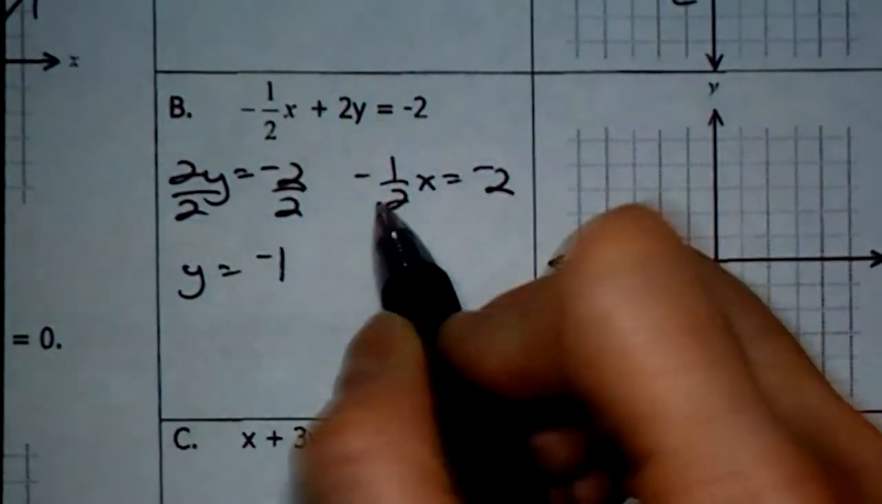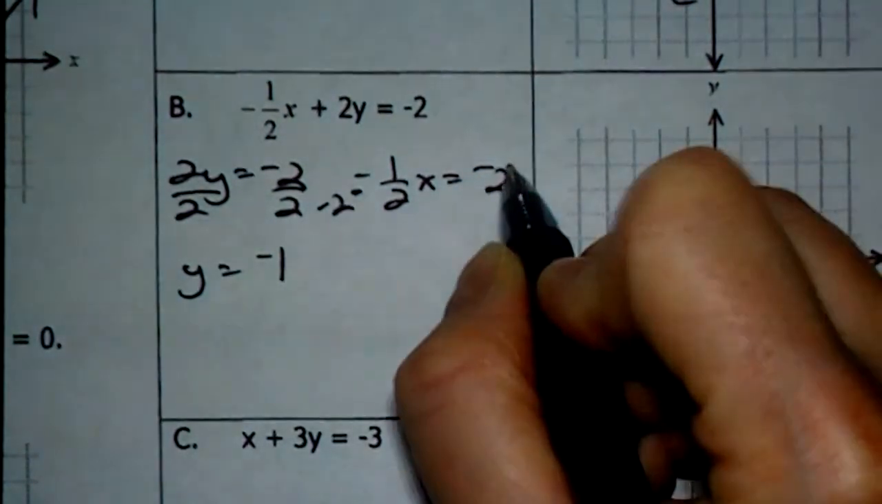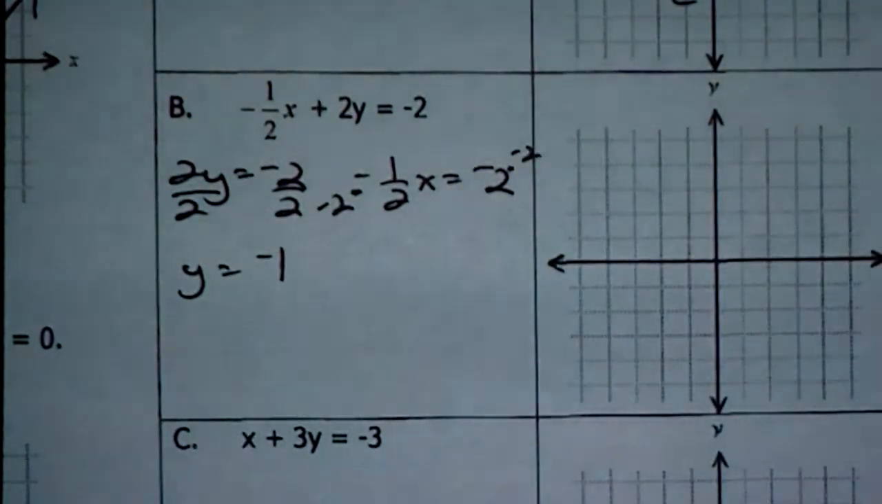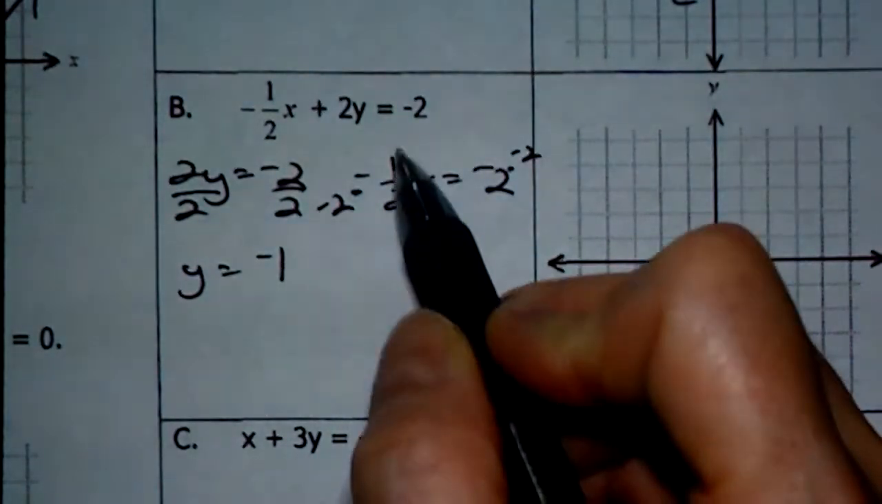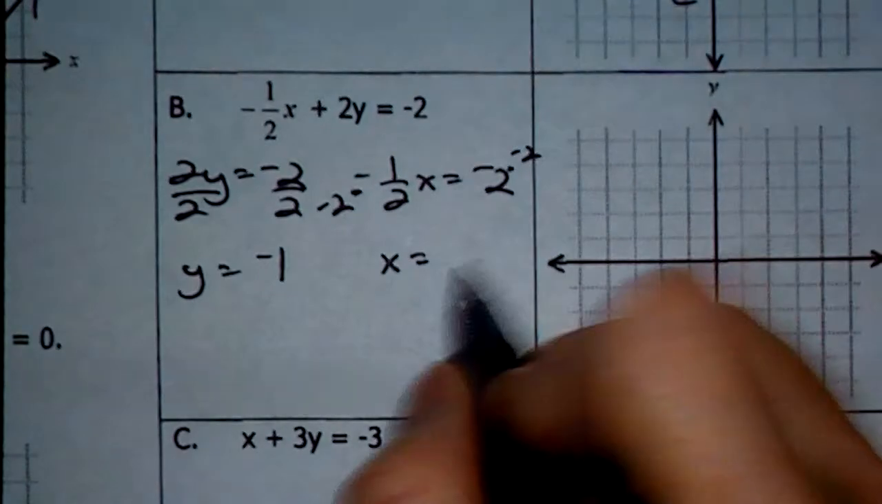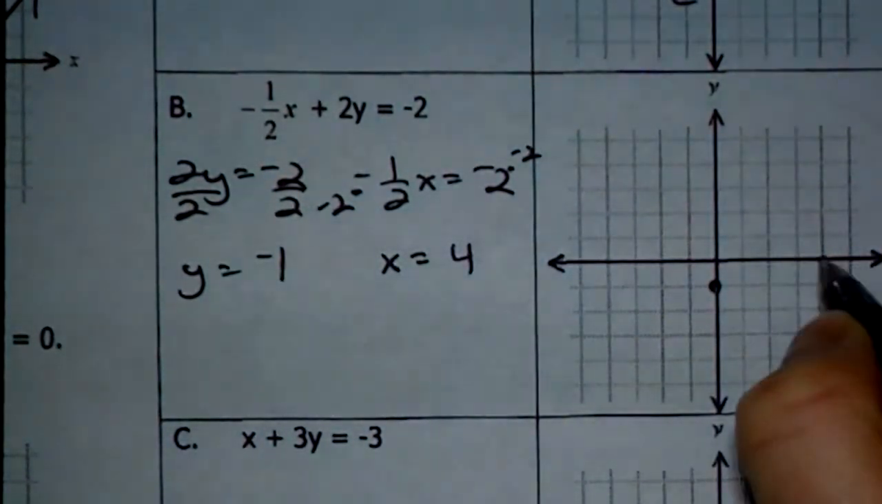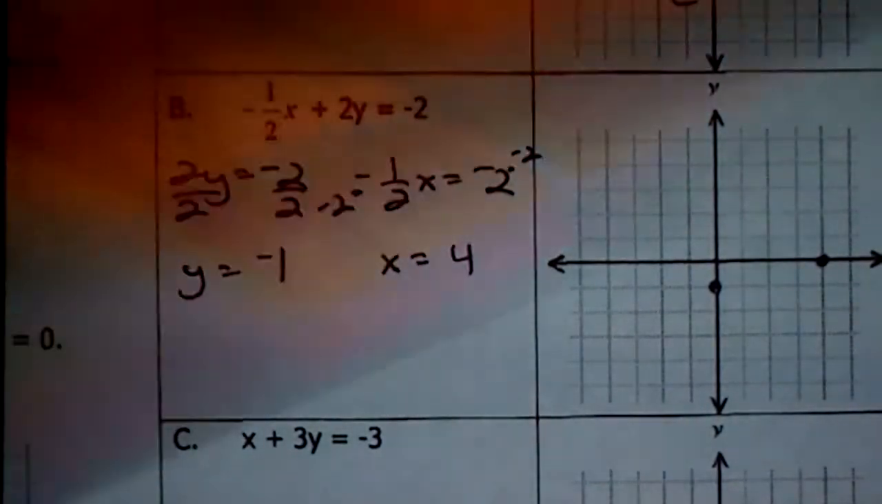For this, with my fractional coefficient, remember we multiply by the reciprocal. So we're going to multiply each side by a negative 2, because negative 2 over 1 times negative 1 over 2 gives you 1, and 1x is x. And negative 2 times negative 2 is 4. So plot your y-intercept, plot your x-intercept, connect the dots.